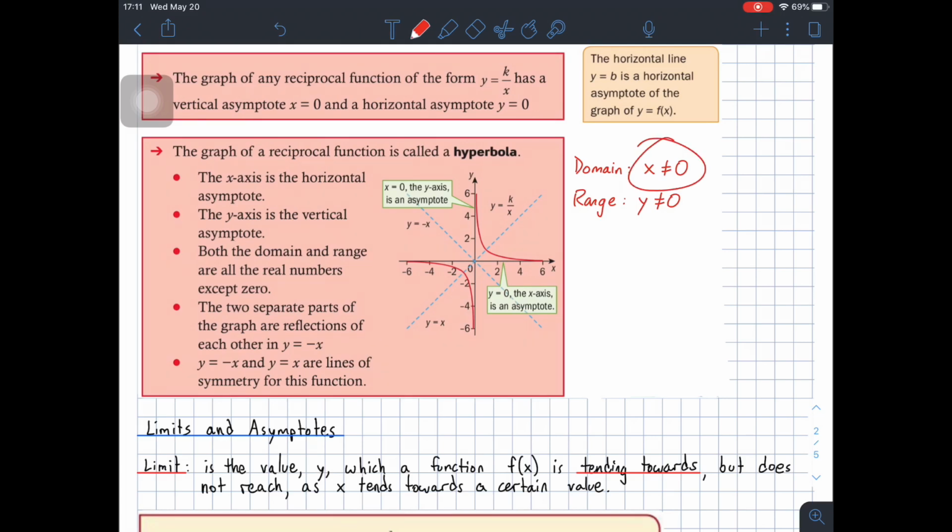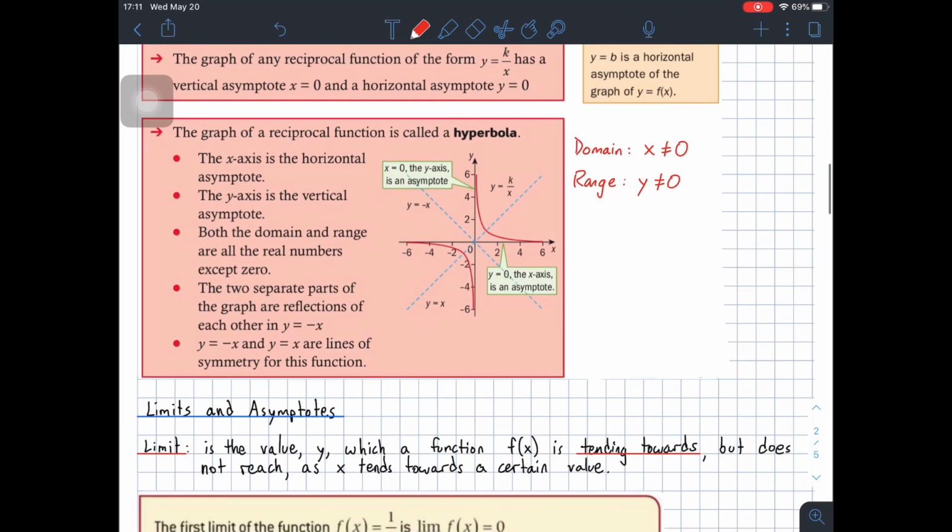So domain x different from 0, and range is y different from 0. That is the domain and range of a reciprocal function always, whenever it does not have any type of transformation, or translation actually.